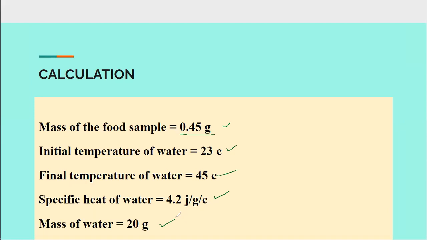Okay. So the things which will be given to you in the question paper are these three things. Whereas you should know these values: specific heat of water and the mass of the water, 20 gram. You should know this thing. So these three will definitely be given to you. Otherwise, you will not be able to do the calculation. Now let's move to the next part and see what we have.